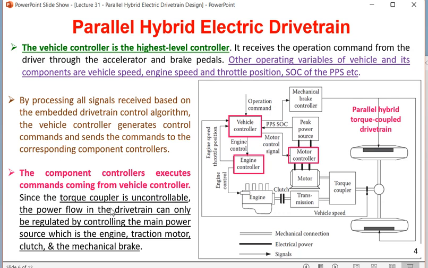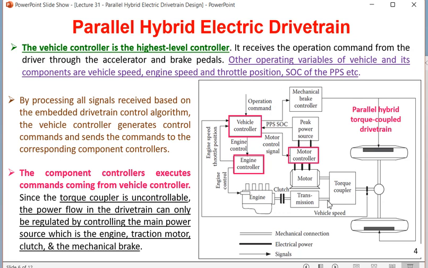Since the torque coupler is uncontrollable, whatever the torque coupler is, it is uncontrollable, and you are finding there is no connection between the torque coupler and the vehicle controller. Since the torque coupler is uncontrollable, the power flow in the drivetrain is given by this. So these two are primary power. The upper one is the secondary power train, the bottom one is the primary power train.